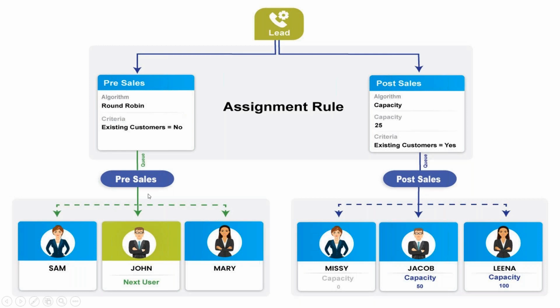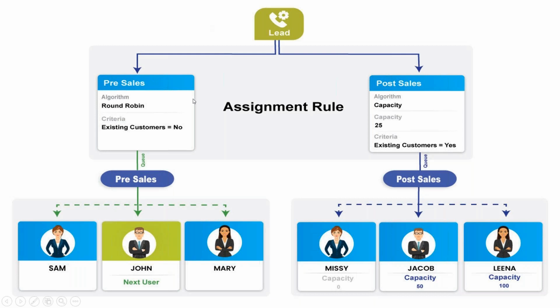Now, on the left hand side, you can also see a criteria that has been applied. The criteria says existing customers is equal to no. If the lead that is being created is not for an existing customer, only in that case, it would go to the pre-sales queue, which is nothing but the round robin algorithm here. However, if the lead that is being created is for an existing customer, then rather than the pre-sales queue, it will go to the post-sales queue, which is nothing but the capacity algorithm.